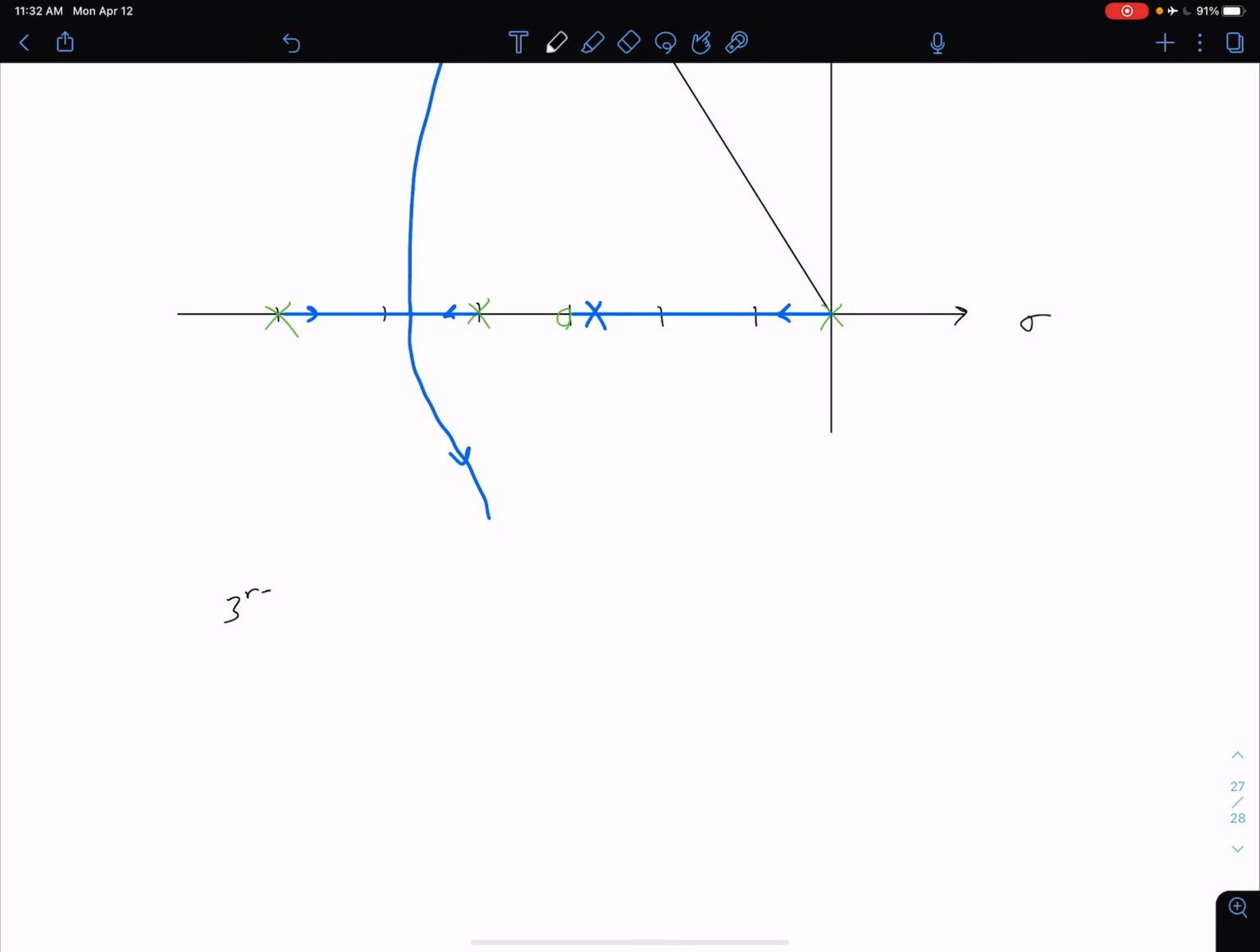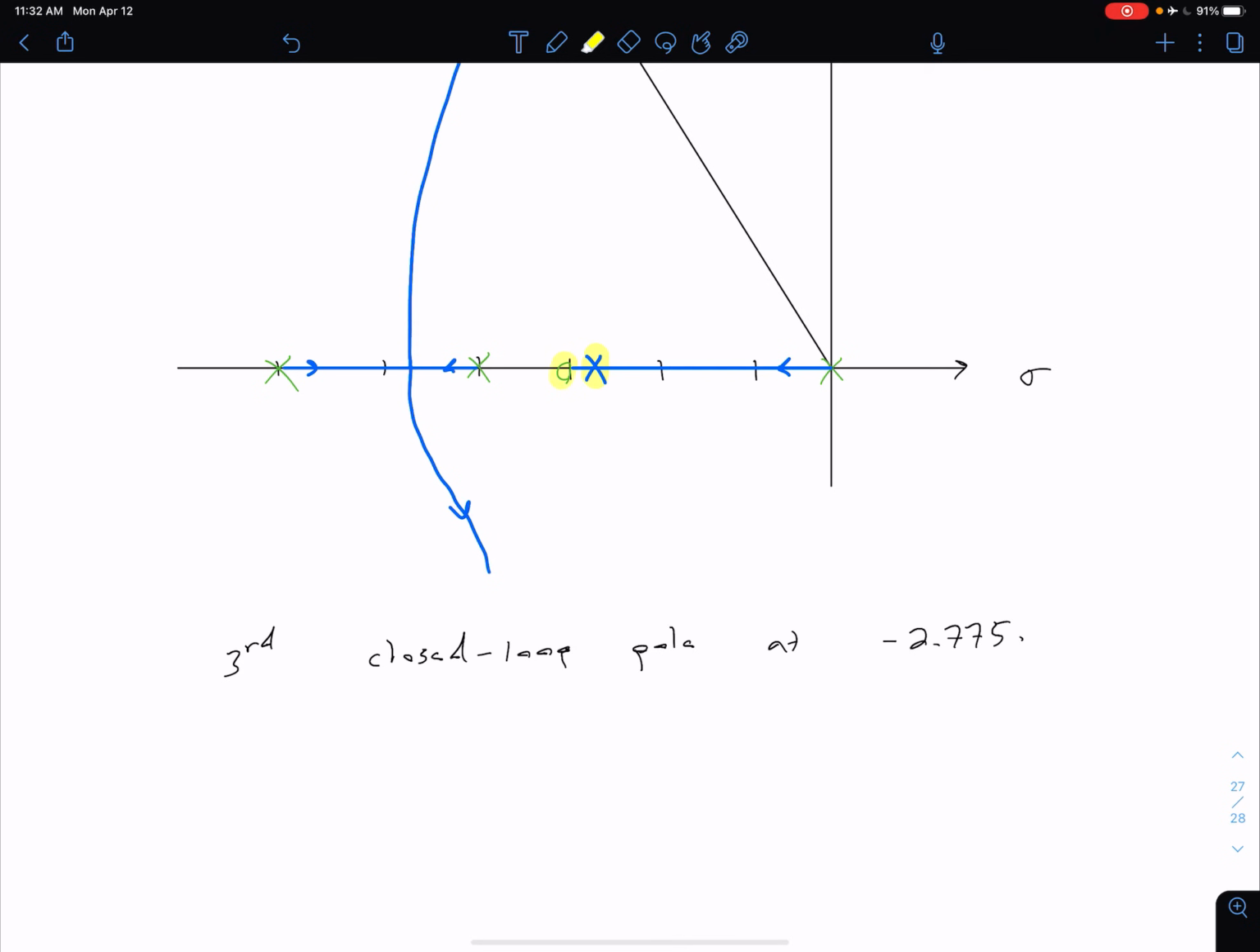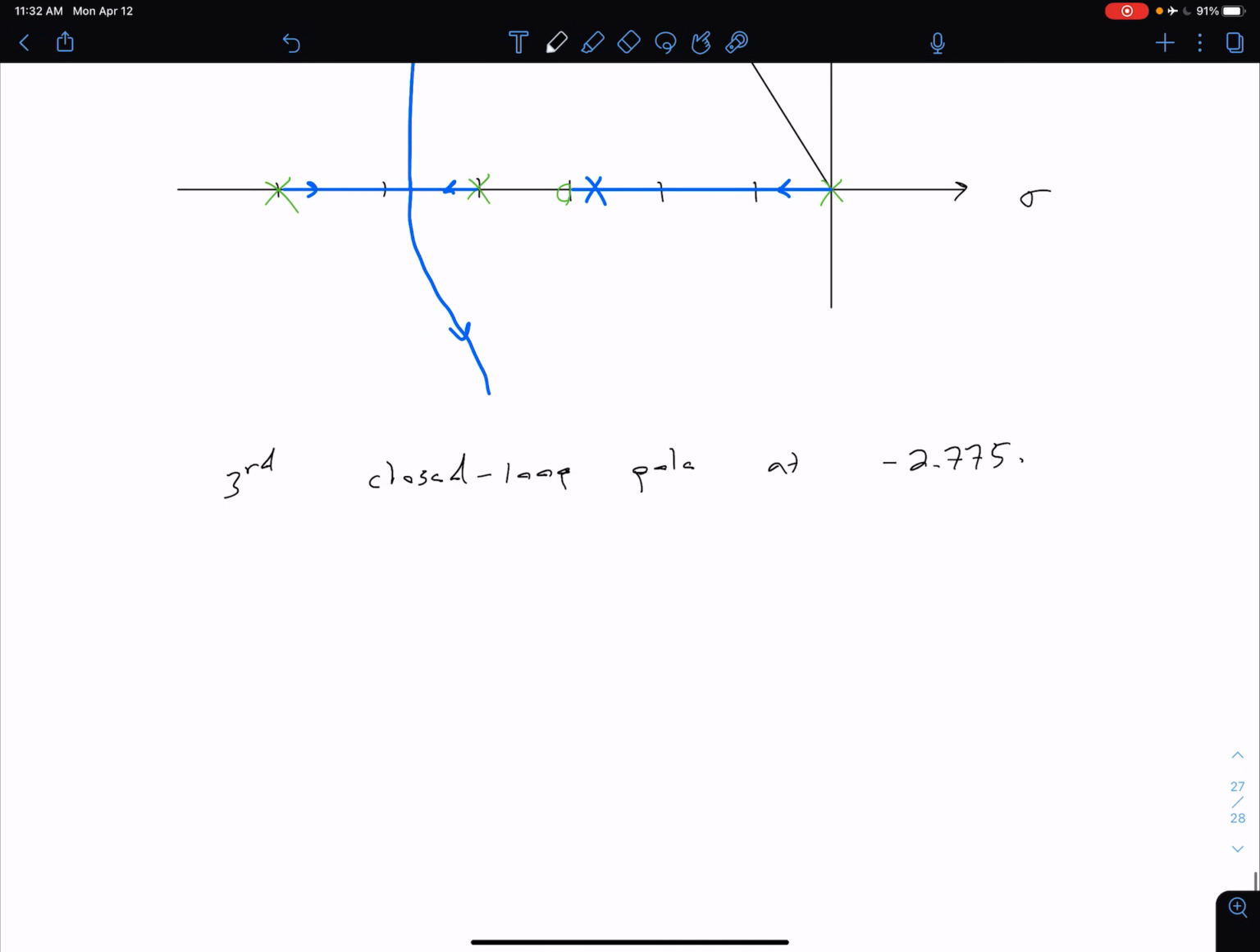So we have our third pole, and this is our third closed loop pole, I should specify, is going to be at -2.775. Now, ideally, what we would like to have is we would like to have this pole and this 0 canceling out, but they're just not quite close enough. So it's pretty close, but for most approximations, that's not going to be quite accurate enough. So let's say not quite close enough for pole-zero cancellation.